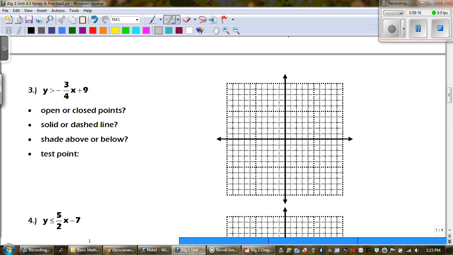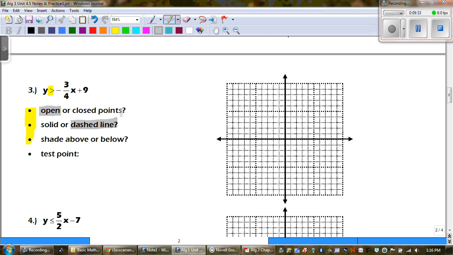Looking at the inequality symbol, let's answer these 3 questions. Is it open or closed? It's open, which means it's going to have a dashed line. Do we shade above or below? Well, it's greater than, so we have to shade above.